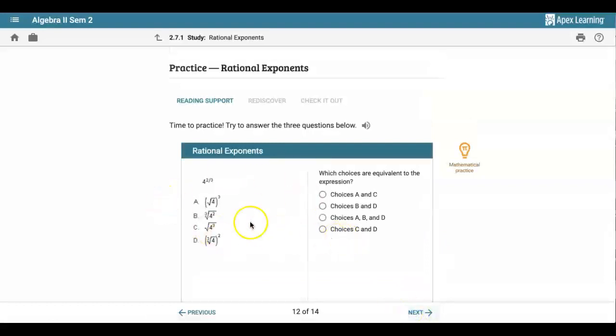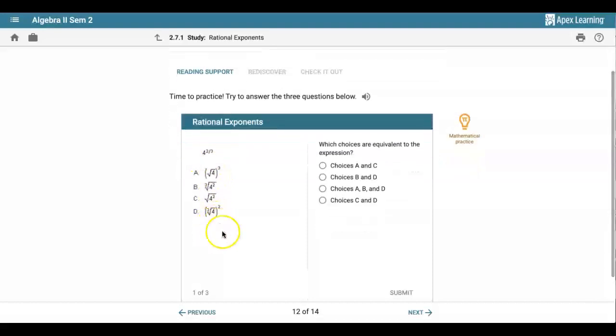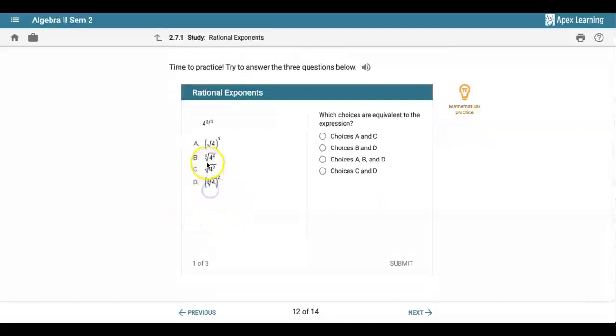Okay, so again, looking at this 4 to the 2/3. This is saying 4 squared, and we're going to take the cube root of it. So that would be letter B there. Another way would be letter D. We can also take the cube root of it first and then square that. So it would be choices B and D.